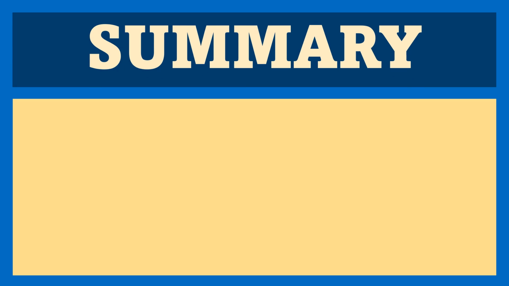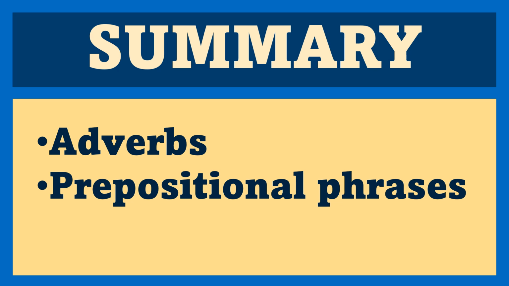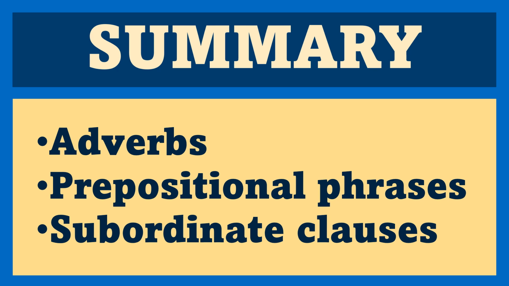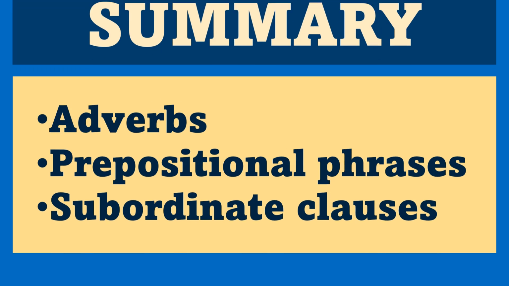So, quick summary. There are three kinds of introductory elements: adverbs, prepositional phrases, and subordinate clauses. In this context, a comma will be used to close out each of these so that the reader can see where the introductory element ends and the main clause begins. Without that comma, it can be very confusing.